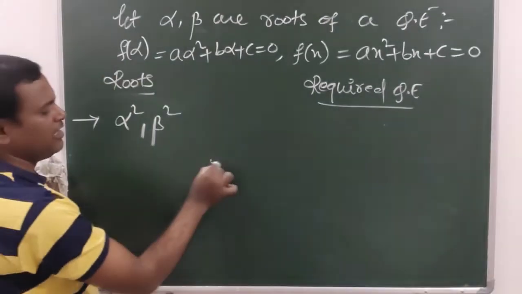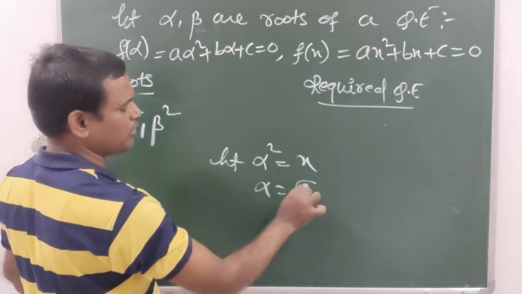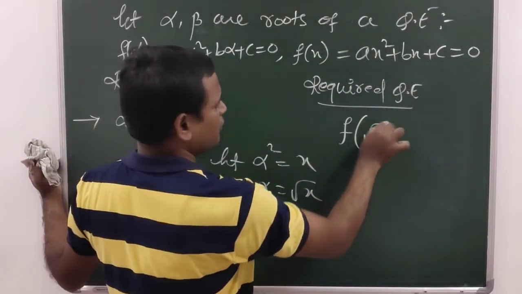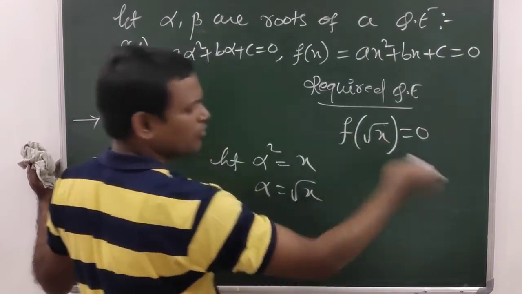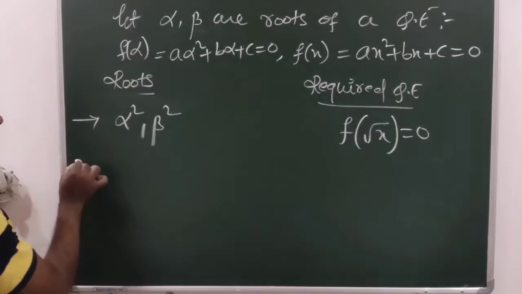So let us take any one of the roots as x. Now make alpha the subject, you get root x. Now replace this alpha by root x, f of root x is equal to 0. Then go for simplification, so that we will get our required quadratic equation.